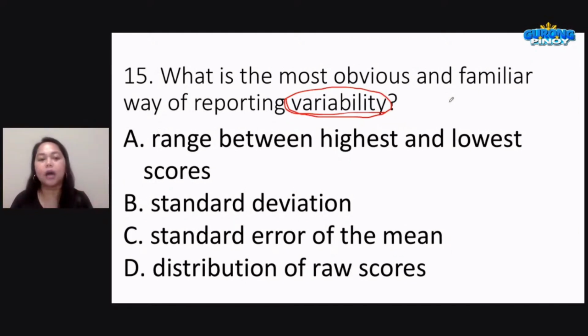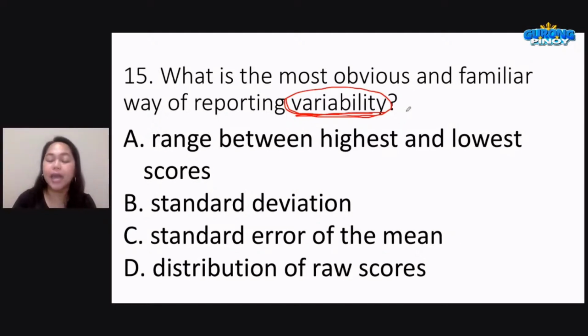Meron din naman tayong tinatawag na measures of variability or measures of dispersion. Measures of dispersion naman natin, chine-check nila kung paano kaiba, pagkakaiba nga ng score ng ating mga students. Okay, so that's the measures of variability. Now, ang measures naman natin ng variability, we have the range, we have the standard deviation, we also have the variance. Ito po yung tatlong common na ginagamit natin.